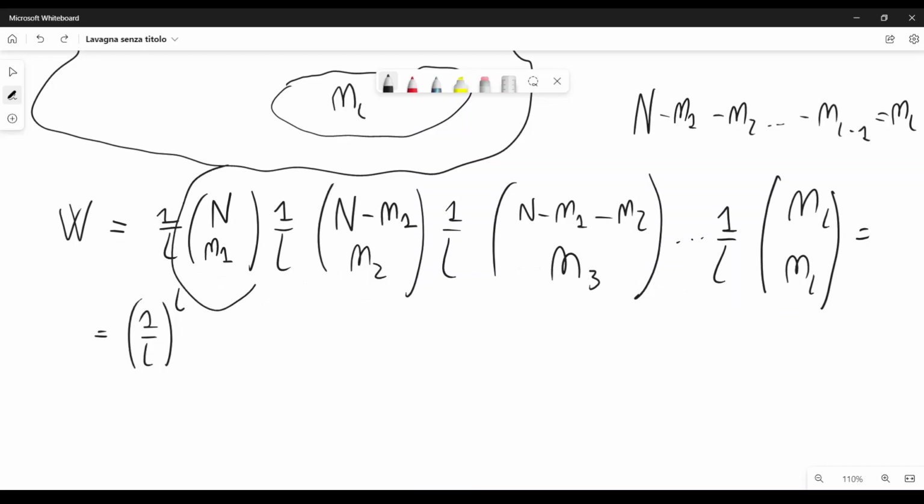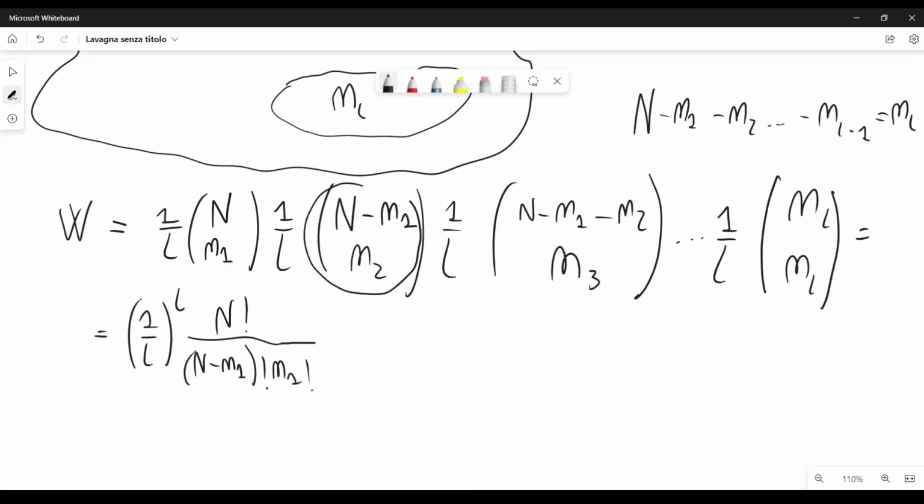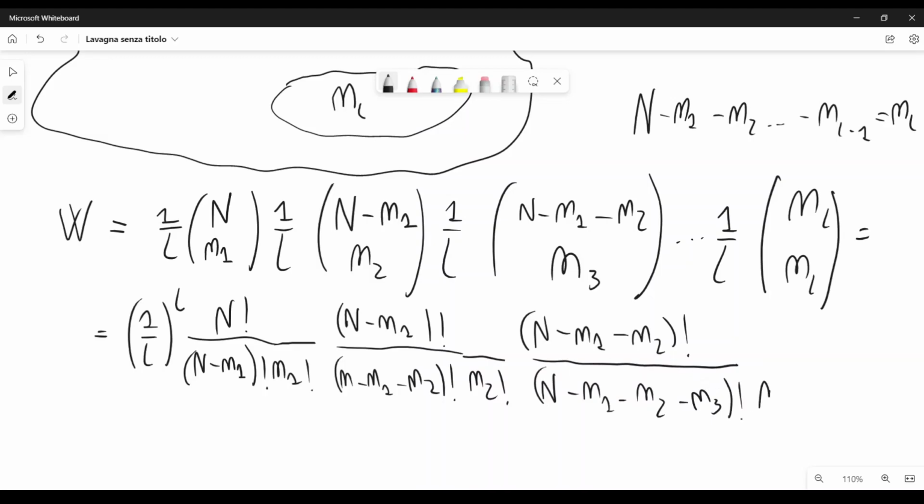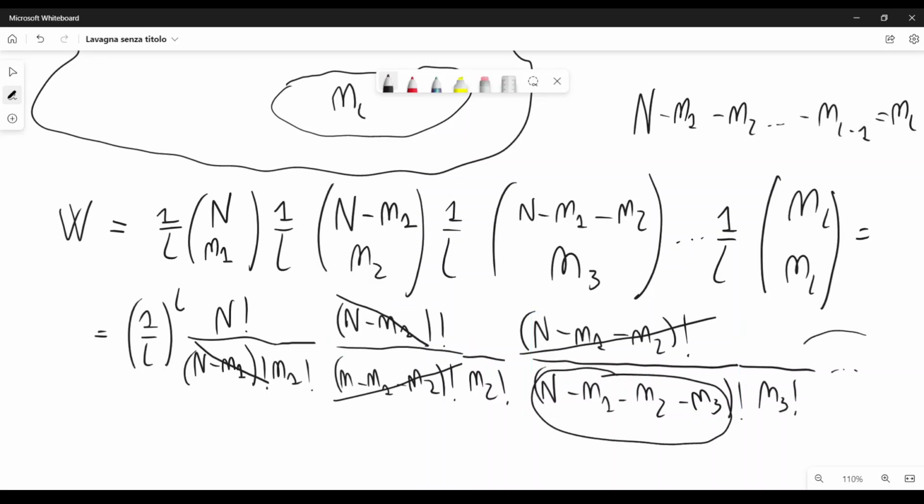And then this first binomial coefficient is N factorial divided by N minus N1 factorial times N1 factorial here in the denominator. Then we have the second one, which is N minus N1 factorial divided by N minus N1 minus N2 factorial, N2 factorial here. Then we have this third one, N minus N1 minus N2 factorial divided by N minus N1 minus N2 minus N3 factorial, N3 factorial, and you get the idea. Okay, I will not write more terms, but you can see that these terms cancel, this one and this one, and this one with this one, and also this one will cancel with someone here.